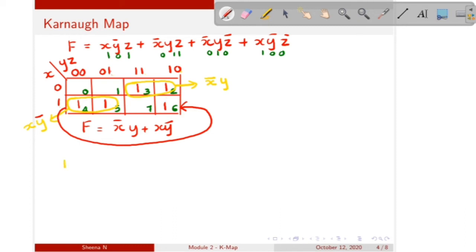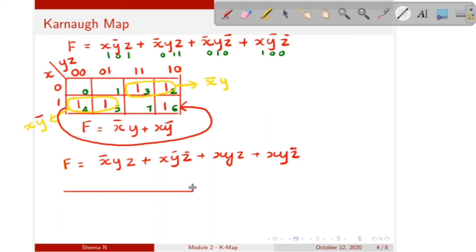Consider another example. F is equal to x bar yz plus xy bar z bar plus xyz plus xyz bar. Here also there are 3 variables, 3 literals in each term. That means it is a 3 variable Boolean function. Next we can draw the K map.